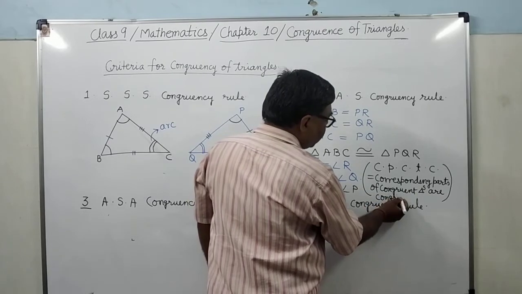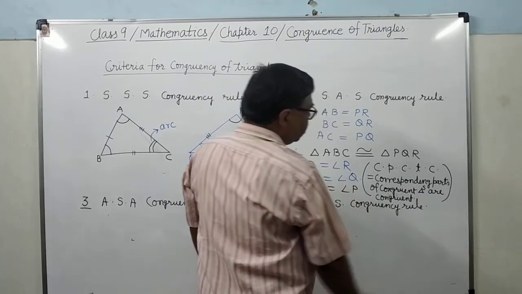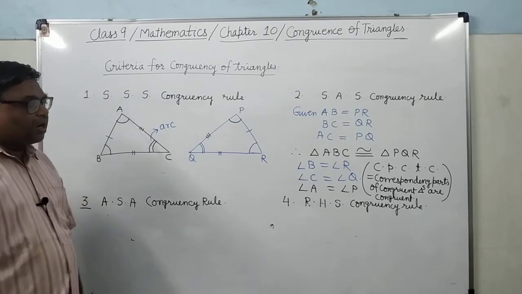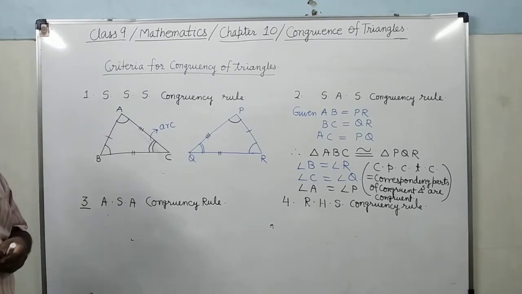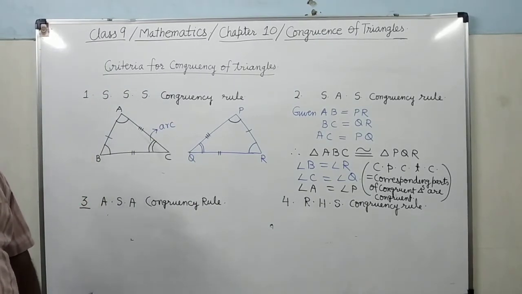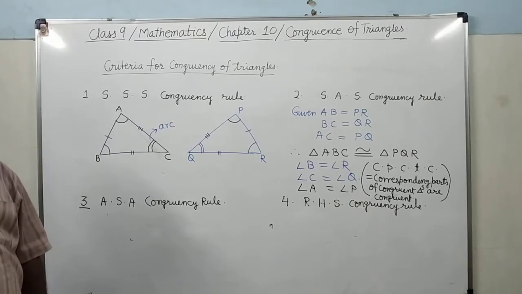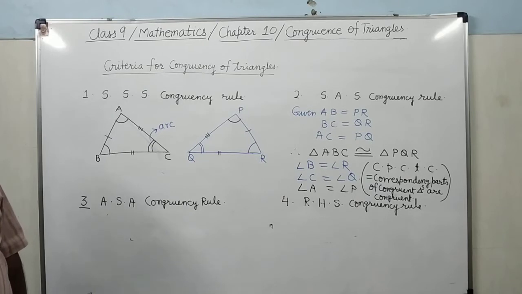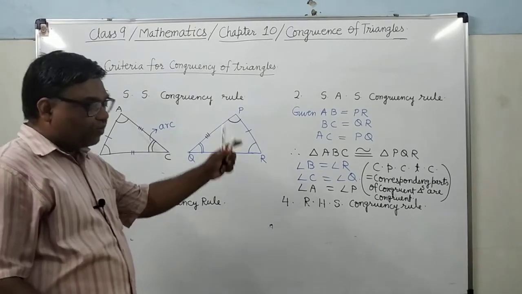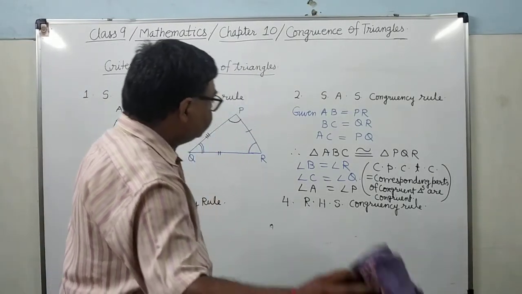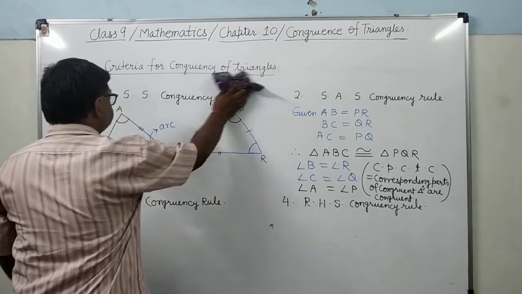Congruent means equal. Corresponding parts of congruent triangles are congruent, means are equal. So this is the SSS criteria, the SSS congruency rule, for proving congruency between two triangles. Now after this we will see the second one, SAS congruency.